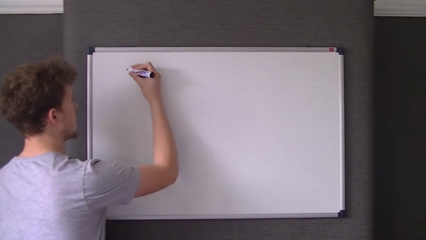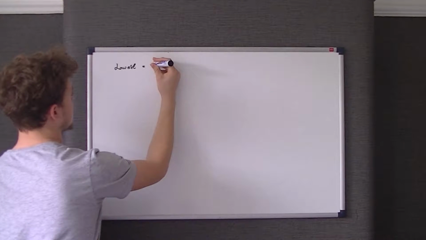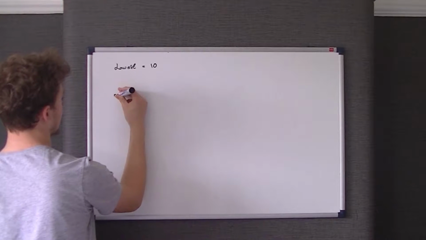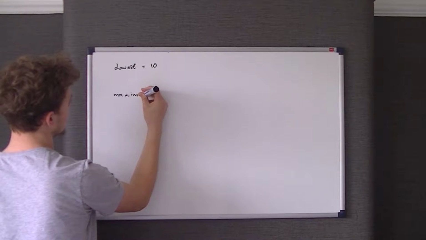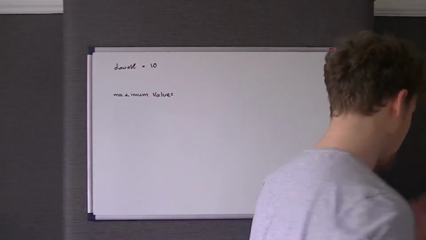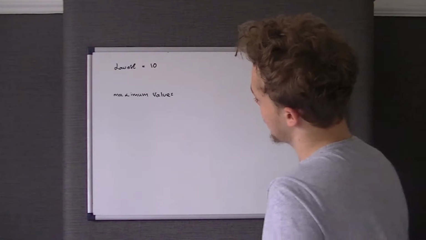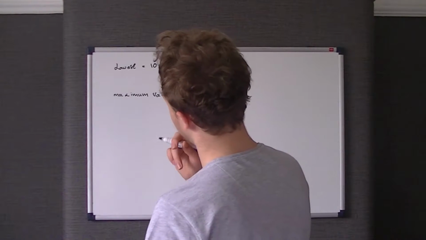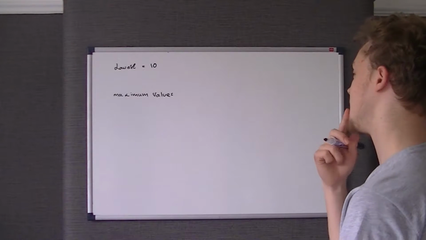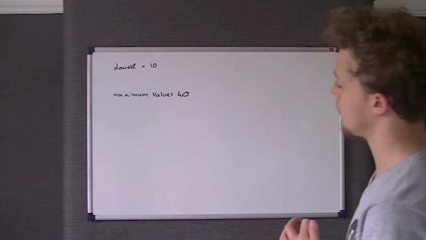So let's say that the lowest recorded value is equal to 10. And the maximum value, this might not be so smooth because I'm just thinking of it now. Actually, maybe we should call the lowest value 0. Let's call the maximum value 40.